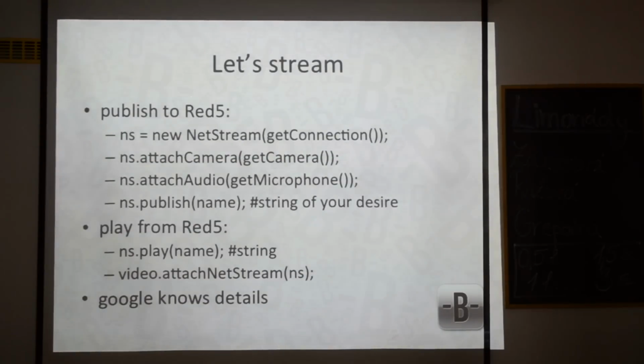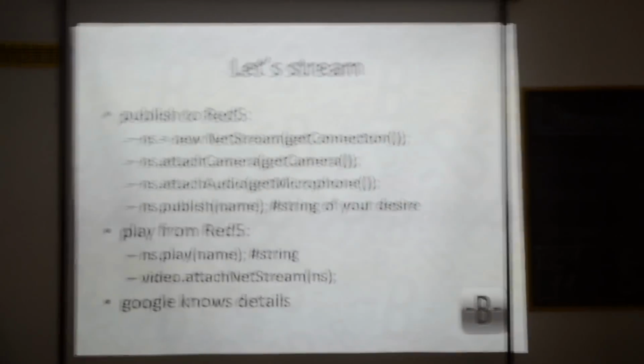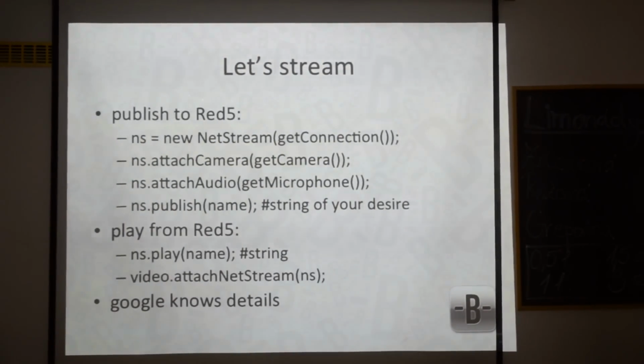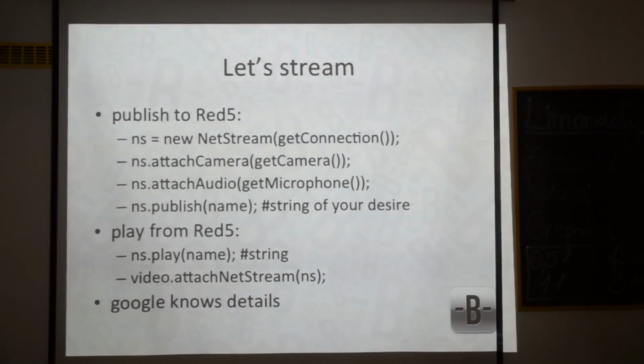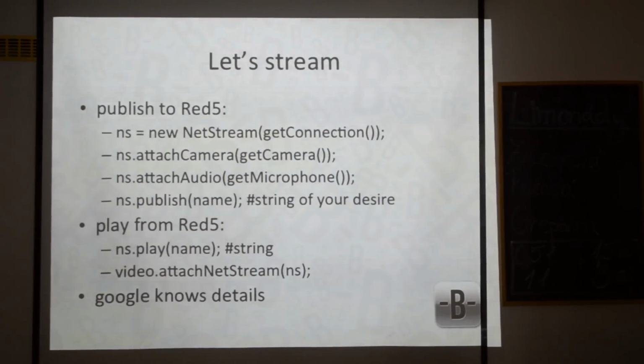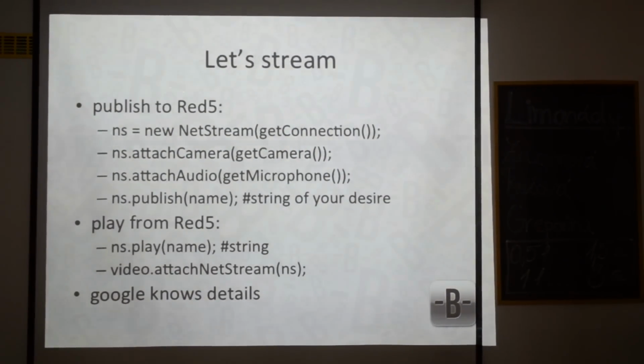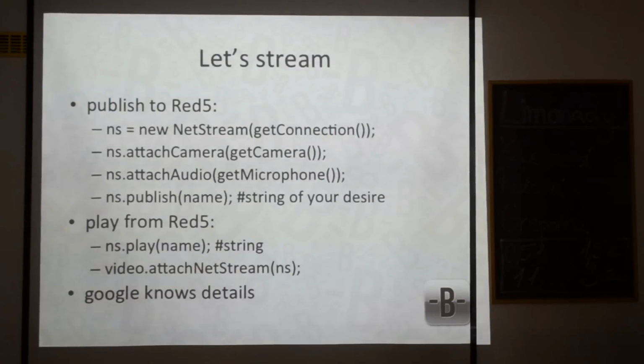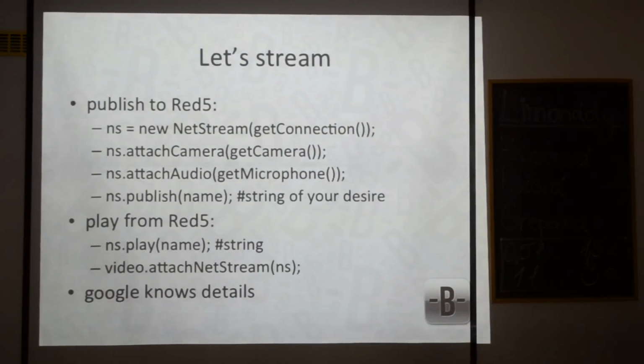So to receive a stream from the Red 5 application, we need to create another NetStream object and specify the name of the stream, and you just attach it to your video object. So it's pretty simple. Afterwards, you are seeing the stream that you're receiving via the NetStream object. And I think this is all you need to know. Everything else is very Googleable, and you can search for it.